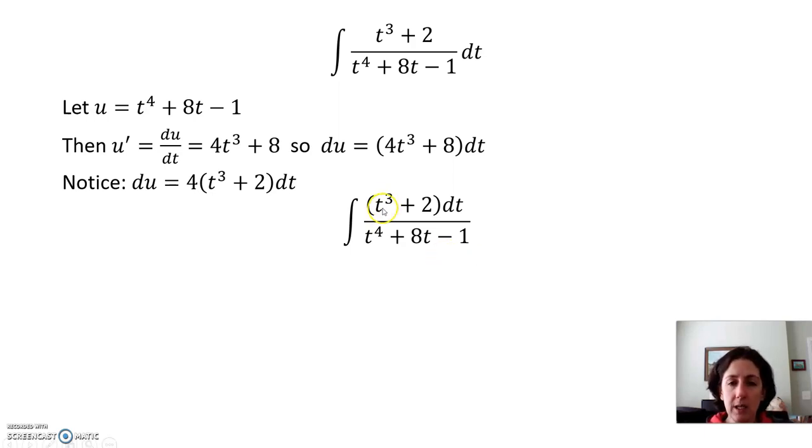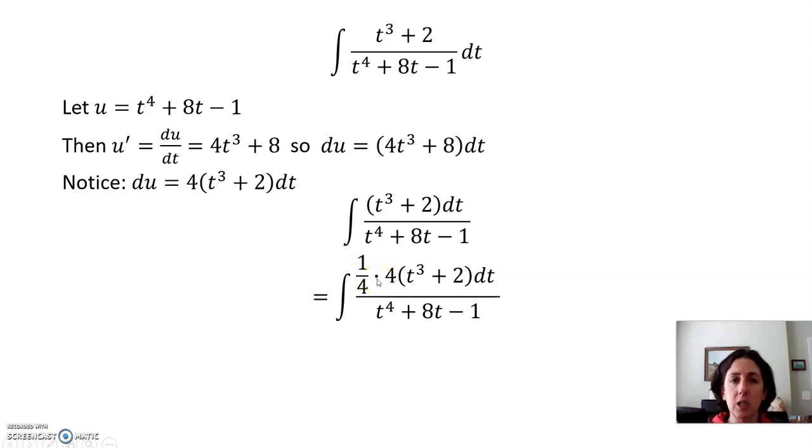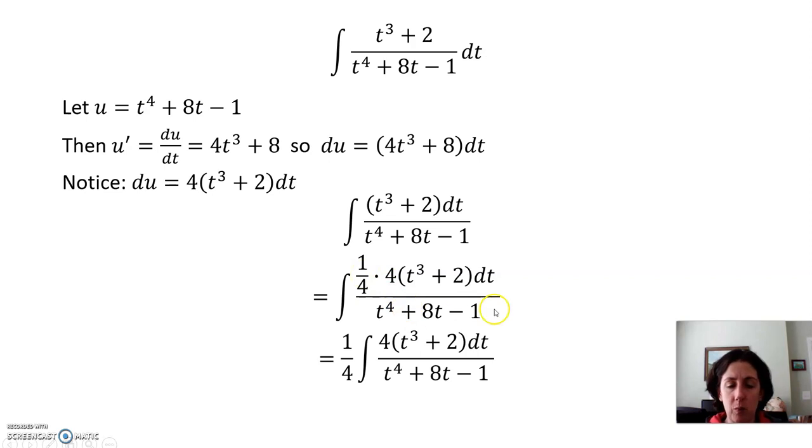So if you want to stick a 4 there, you have to counteract that. So instead of just multiplying by a 4, we could also multiply by a 1 over 4. These cancel to a 1, and I haven't actually changed my problem. The 4 is the one that I need to match my du. The 1/4 I don't need, so I can pull that 1/4 out. And now on the bottom here, you can see this matches u exactly, and on the top here, you can see that matches du exactly.